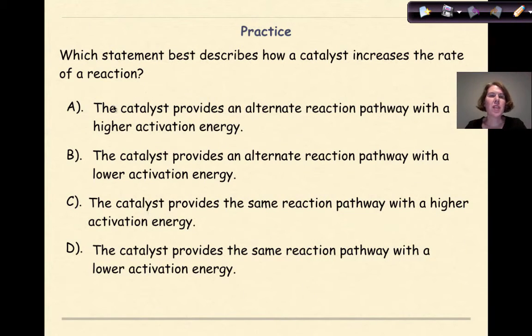Welcome back. Which statement best describes how a catalyst increases the rate of a reaction? Let's look at our four answers. The catalyst provides an alternate reaction pathway with a higher activation energy. The catalyst provides an alternate reaction pathway with a lower activation energy. The catalyst provides the same reaction pathway with a higher activation energy, and the catalyst provides the same reaction pathway with a lower activation energy.